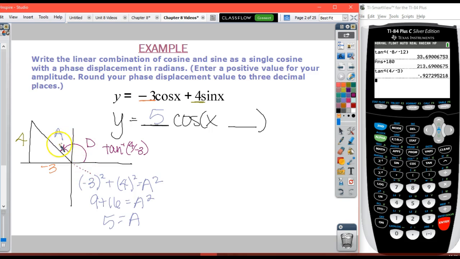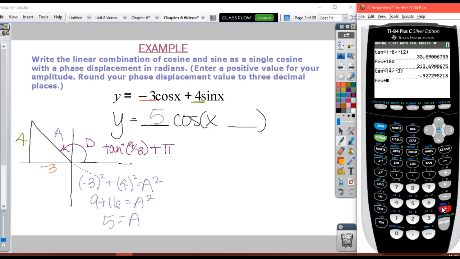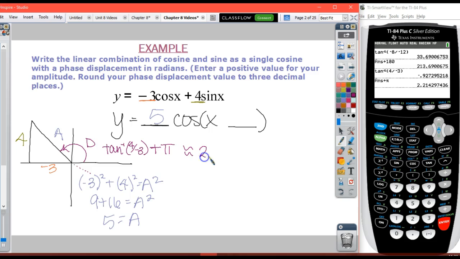And so to find this answer, I'm going to add 180 degrees, which I'm not going to add 180 degrees. I'm going to add pi since we are in radians. And I will do that to my entire answer that's already in my calculator. And we will end up getting about 2.214. That's a positive angle to get me into the second quadrant.